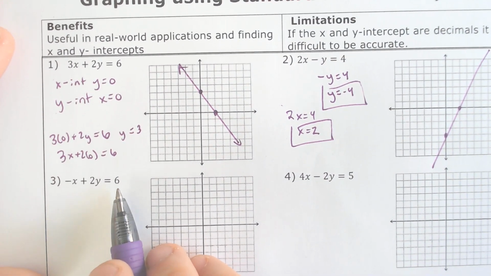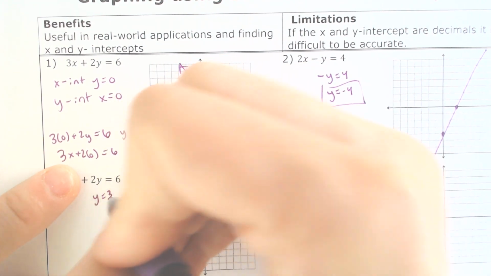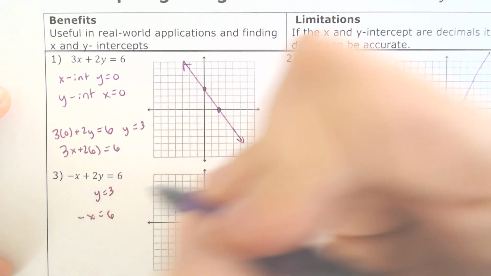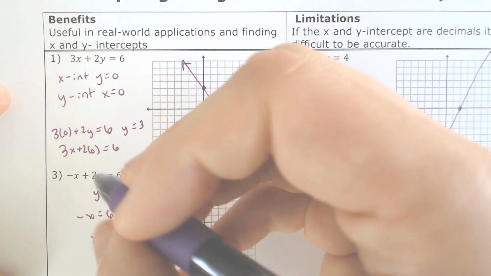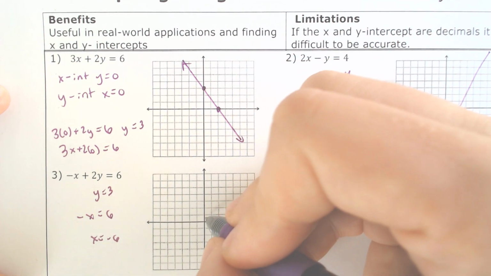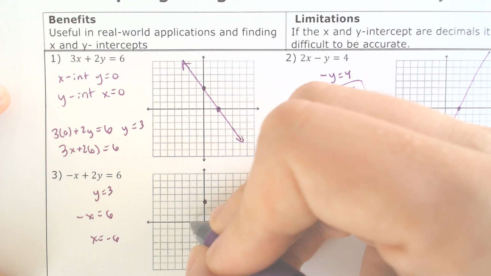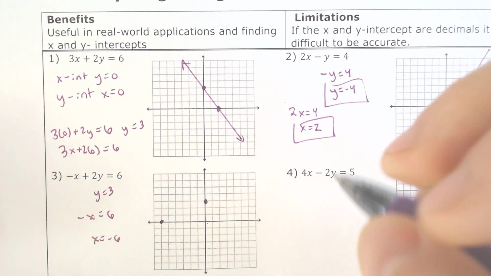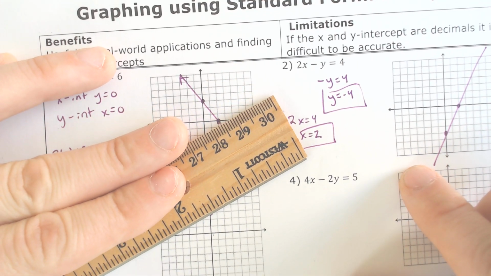Now, we got another one. We got 2y is equal to 6, so that means if we cover up the x, we got y is equal to 3. And if we cover up the y's, we got negative x is equal to 6, which means x is equal to negative 6. So those are the x and y intercepts. We can plot them at positive 3 and at negative 6. 1, 2, 3, 4, 5, 6. And then we can get our graph.